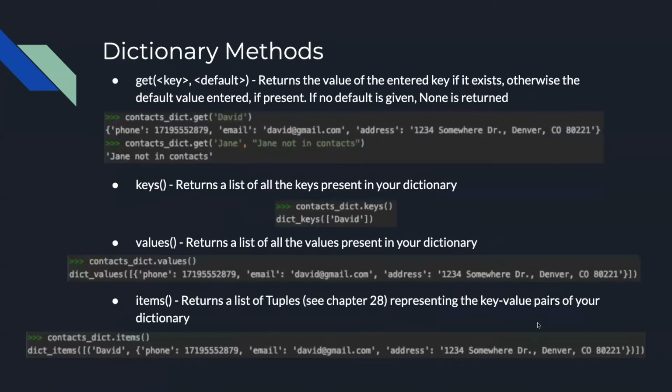So, dictionary methods. We have the get method. Get requires a key and can optionally receive a default value. It returns the value of the entered key if it exists. Otherwise, the default value entered is returned if present. If no default is given, then None is returned.